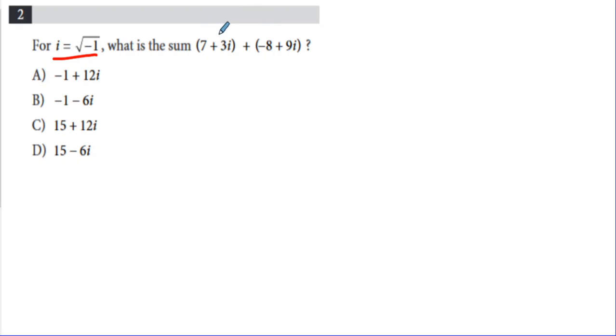7 plus negative 8, these are like terms. So I'm saying 7 plus negative 8. Well, that's negative 1, okay? And then I'm doing 3 plus 9, and that's a positive 12, right? So in this case, we're going to say choice letter A, which is negative 1 plus 12i, okay?